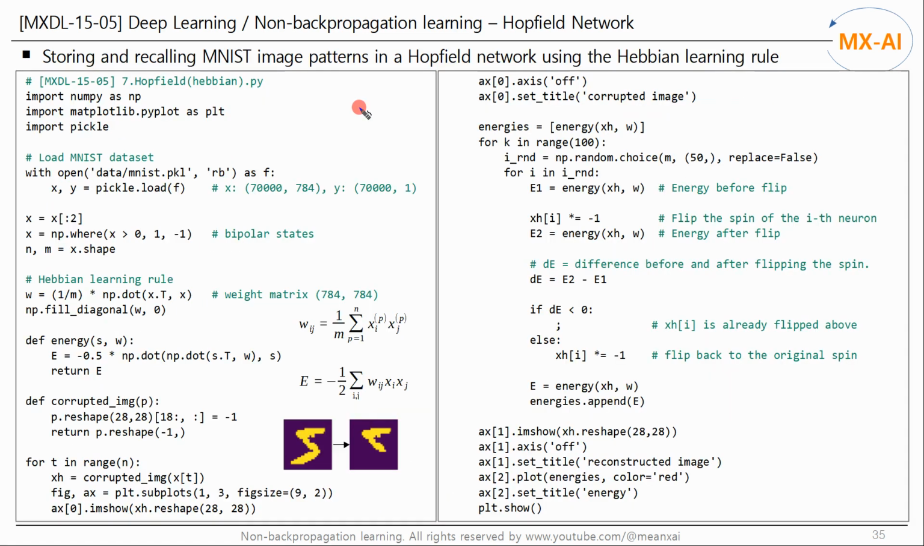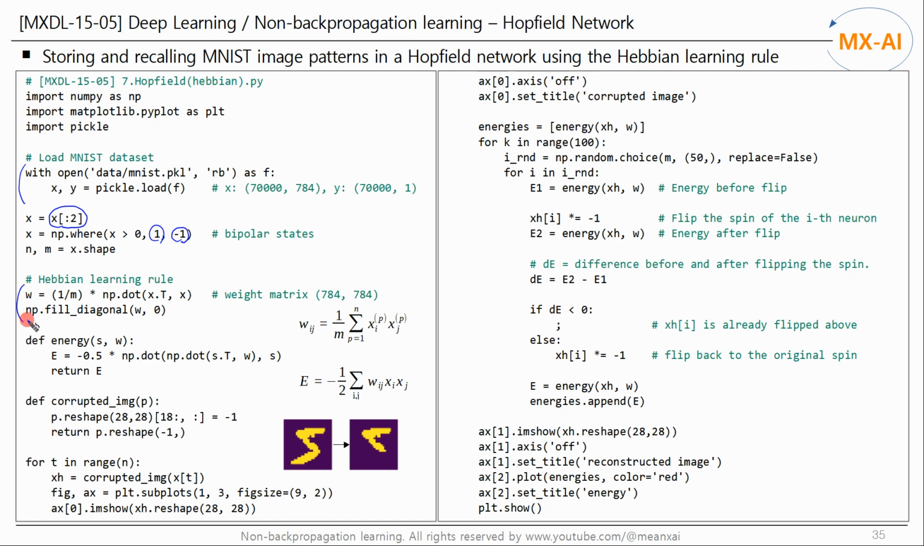Next, let's implement the code to store and recall MNIST image patterns in a Hopfield network with the Hebbian learning rule. Load the MNIST dataset. We will only use 2 MNIST images. The pixel values of each image pattern are between 0 and 1. Convert them to bipolar values, +1 and -1.